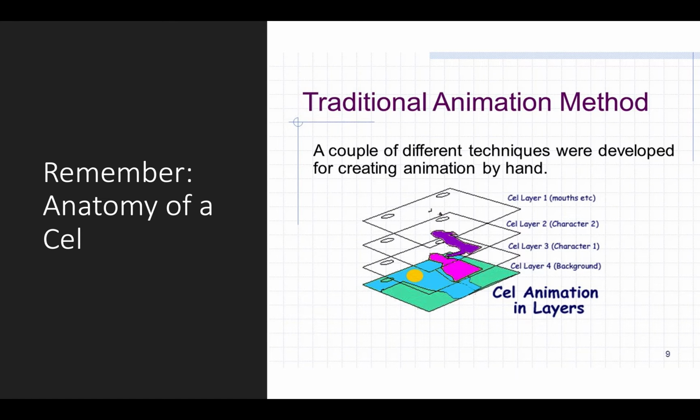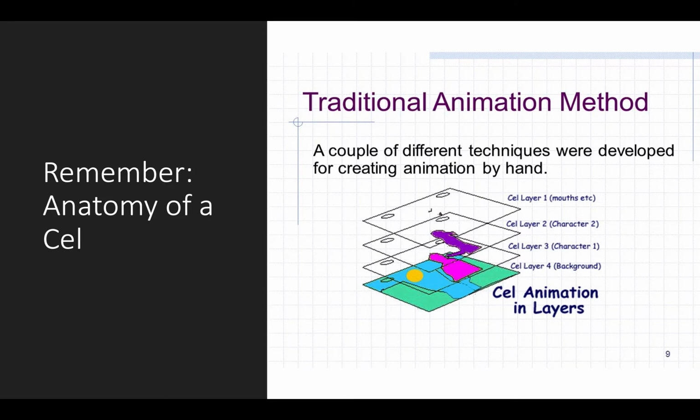Anyway, okay. If you remember the anatomy of a cell in the old school, back before I was doing it actually, but they still do it this way in the artisan shops and things like that. You have a background, you have some character animation, you might have some props, and then you may have some things in the foreground. We've done this already with the parallax exercise in After Effects.